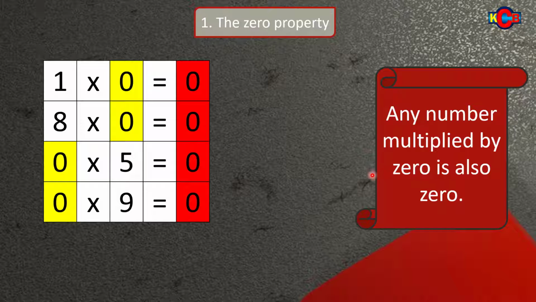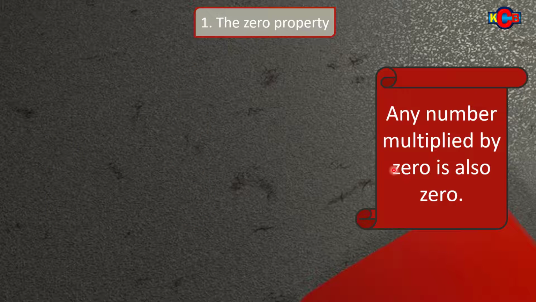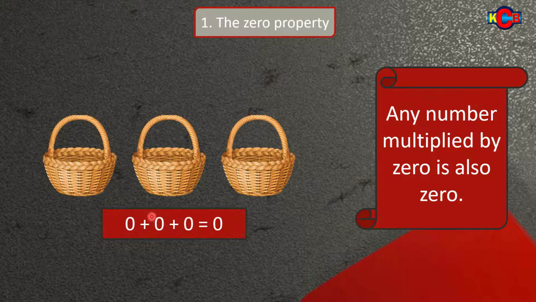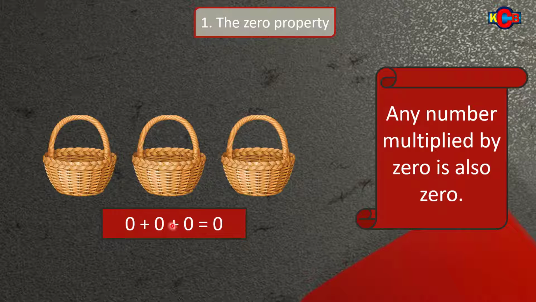So, I will explain more about this. Here, there are three baskets. Look here. This is how it looks if there is an apple in this basket. But there are no apples. So, what is the total amount of apples? Since there is no apple in each basket, we add 0 plus 0 plus 0 equals 0.